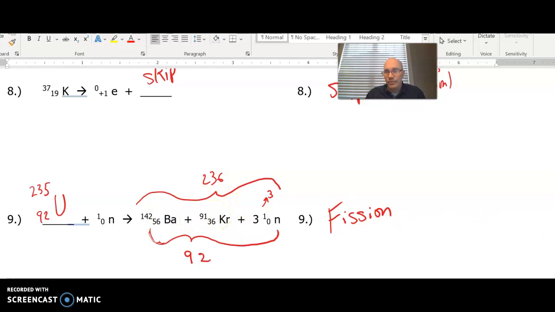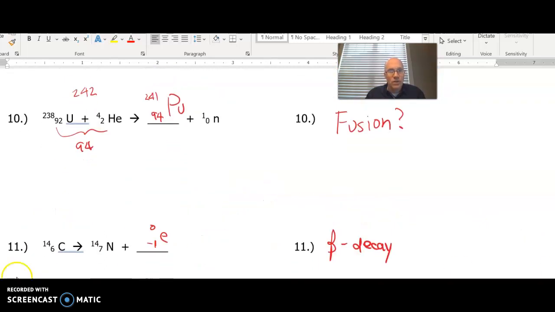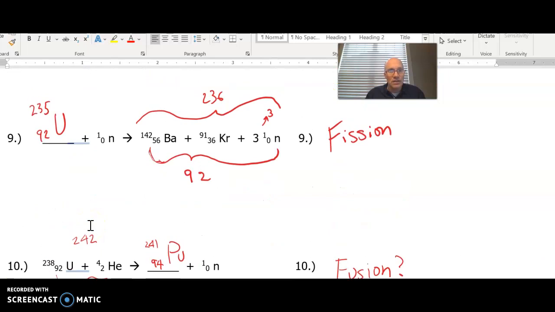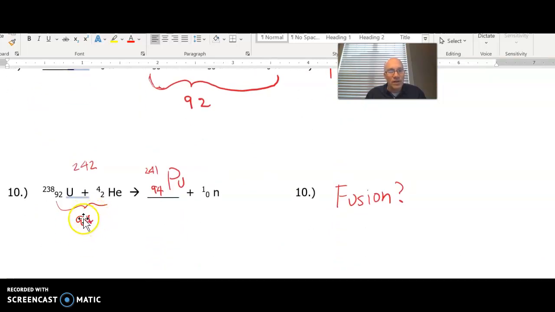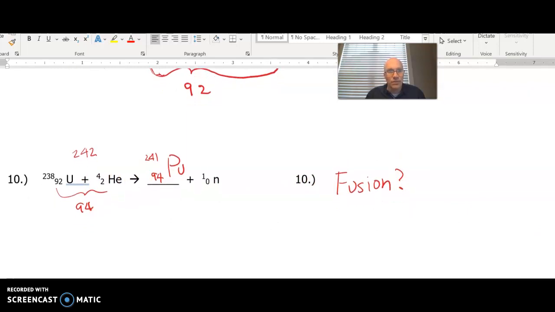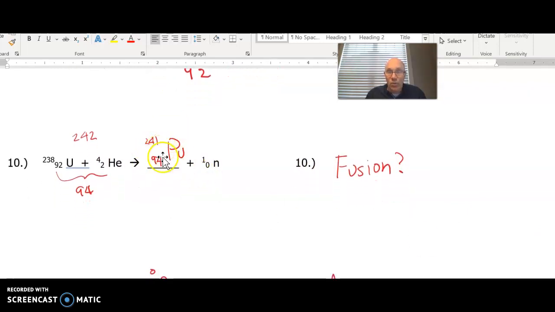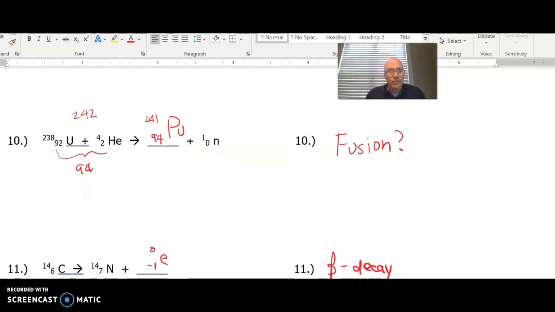All right, on this example right here, we have 94 on the left side, so you can figure out this is plutonium right here. And in terms of classifying this one, I'm going to say that this is possibly a fusion reaction, although don't hold me to that. You would not be responsible for this particular reaction on any type of assessment in here. But you should be able to figure out what that missing particle is right there.